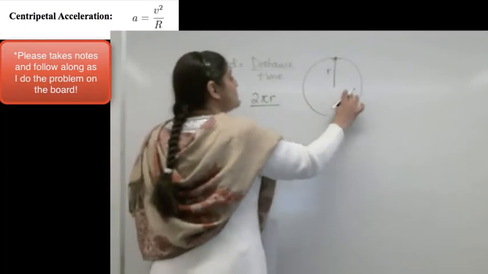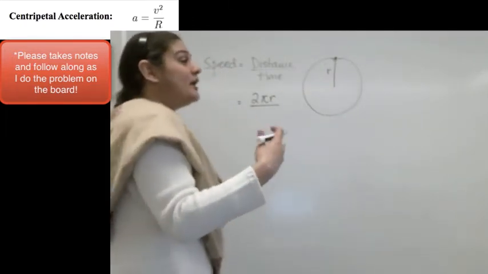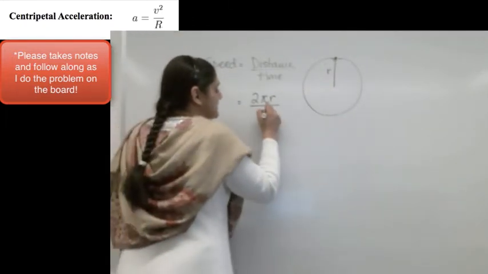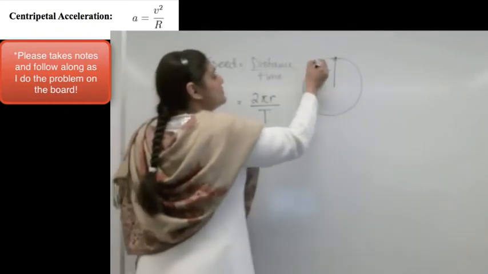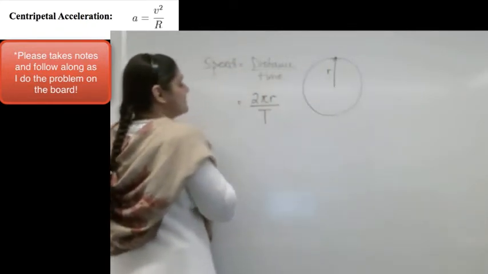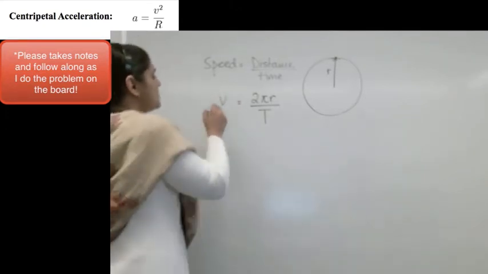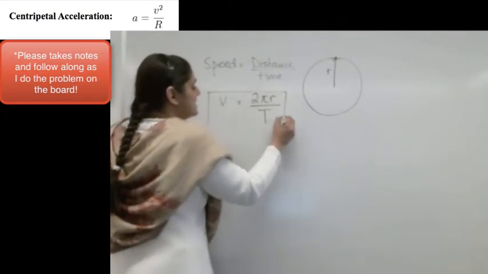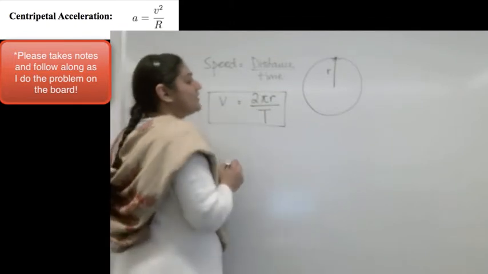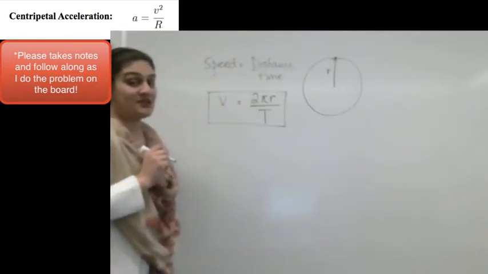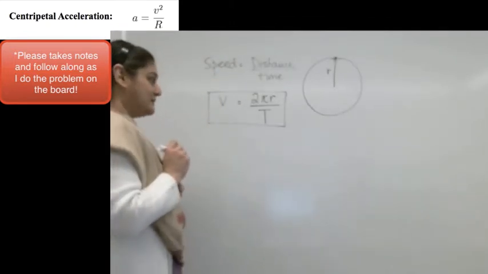divided by time. So when things move in a circle, we call it a period, capital T. So this time for something to move in a circle is going to be called the period. And I'm going to call speed v. So one formula is speed equals 2 pi r over T. Now this still does not look like that centripetal acceleration formula.